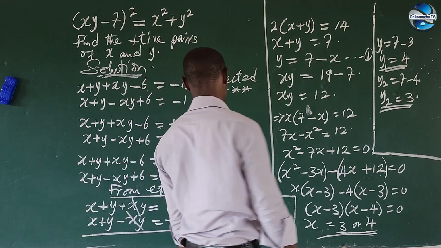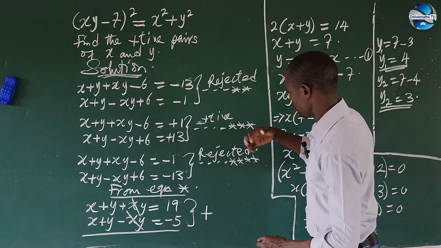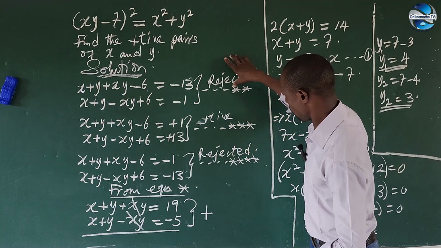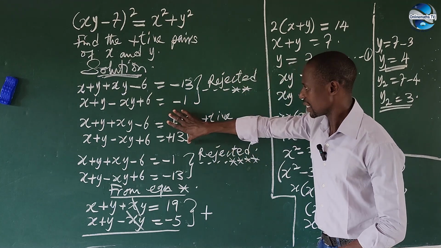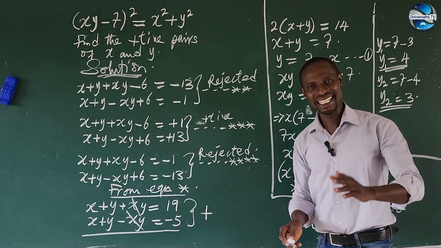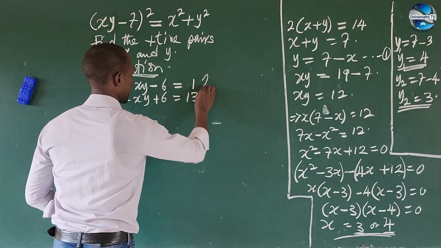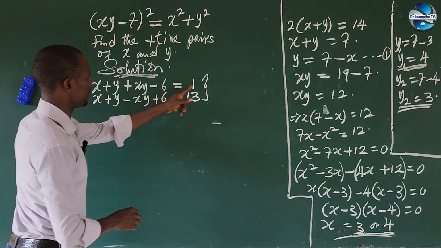Okay, but let's go ahead and check for the other pair we said will give us positive, which is this here, because we rejected this. So let's handle this and see what this gives us. Okay, we are almost there. All right, from here, we can easily rewrite this, move this to this side.